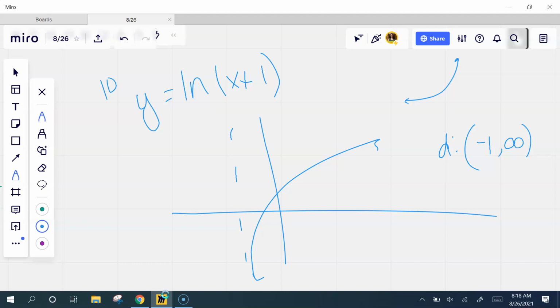But let me ask you this. Is it continuous on its domain? Yes. It's not a bracket. The domain does not include that, so we say that it's continuous on its domain. So in its domain, it does not have any discontinuities. Does that make sense?